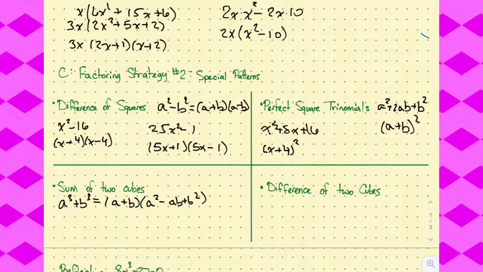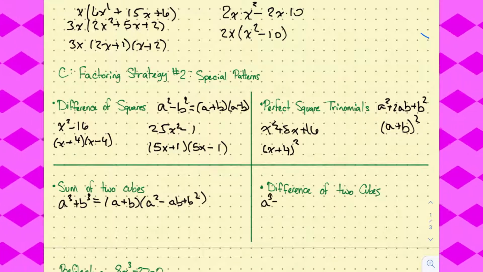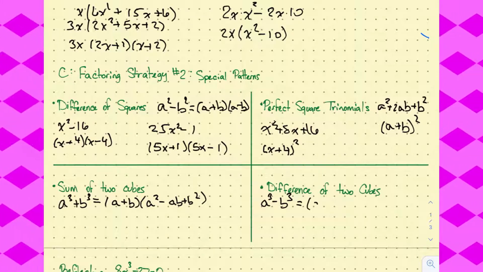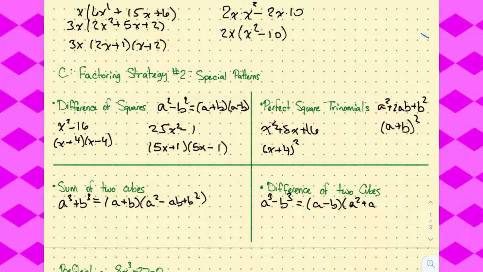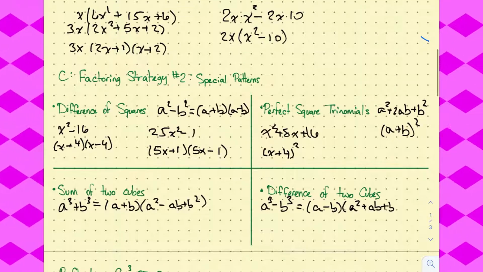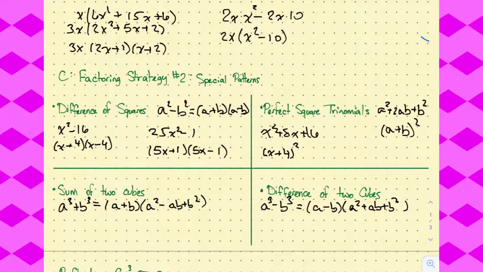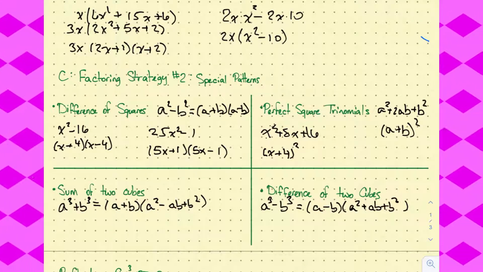The difference of two cubes rule is very similar, but if we have a cubed term minus another cubed term, it'll factor into a minus b, a squared plus ab plus b squared. The only difference between the two rules are these two signs, just trading places.